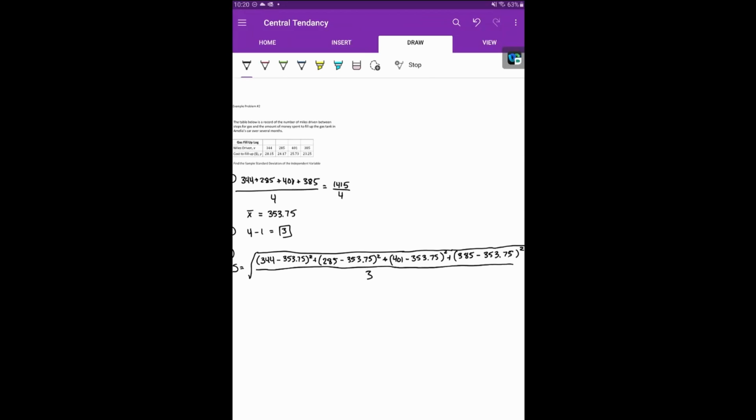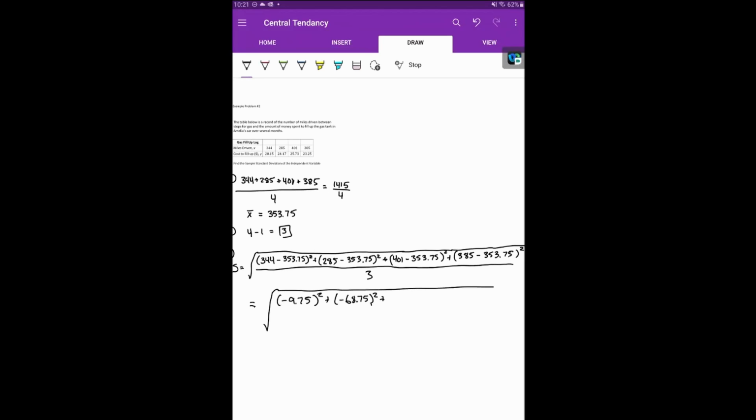Okay, so it's a lot of arithmetic, but we got the hard part done. We got the arithmetic put into the formula. So now we just have to actually do the arithmetic. The first part, 344 minus 353.75, still inside the square root, gets me a negative 9.75 squared. 285 minus 353.75 gets me a negative 68.75 squared.